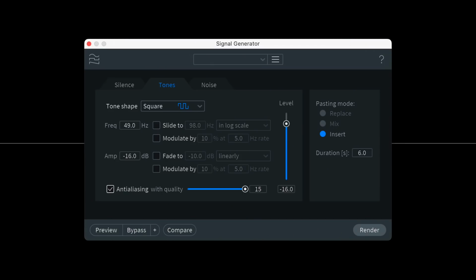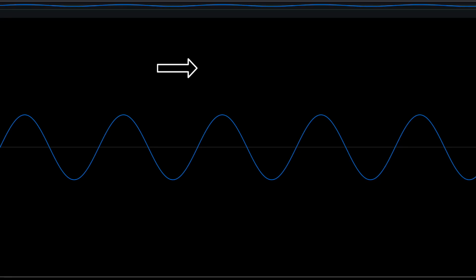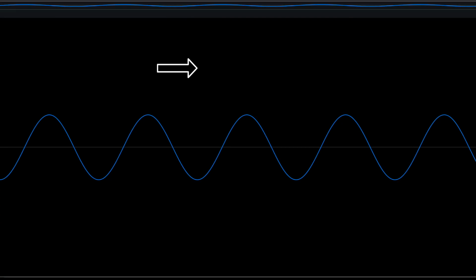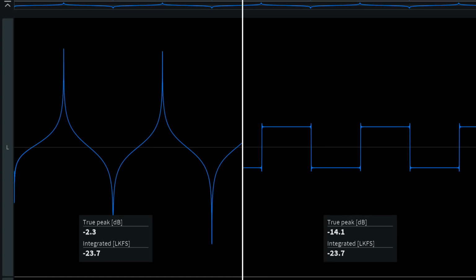To make this, I generated a pure 49 Hz square wave and phase rotated it 90 degrees using iZotope RX. This rotates every frequency in the square wave by 90 degrees. Unhelpfully, we're now playing the same frequencies at the same loudness but using more headroom to do so. The square peaks at -14, but this phase rotated square peaks at -2. This is a problem because we've now capped loudness at a much lower level.